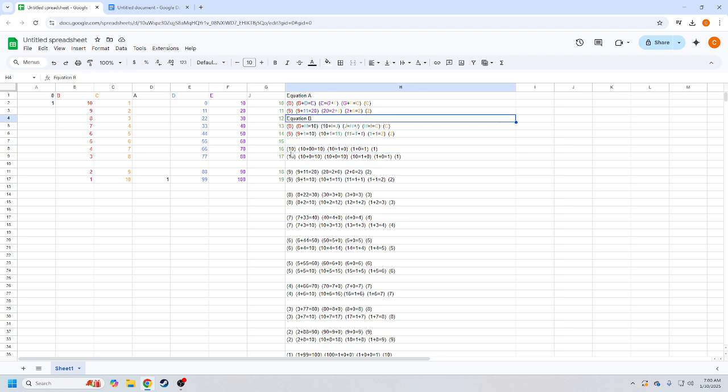Now for equation B, we're going to do the same thing. We're going to take our value of B, which is 10. We're going to take 10 plus 0 equals 10. And then we're going to intercept 10 so that it's 1 plus 0. 1 plus 0 equals 1. So once again, we started with 10 and we got 1. So that's two ways to find the same answer but with a slightly different equation.